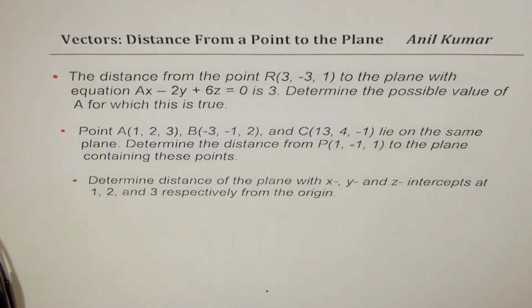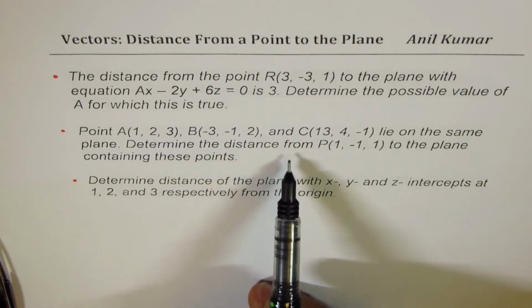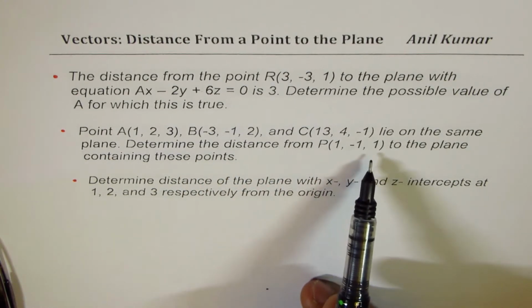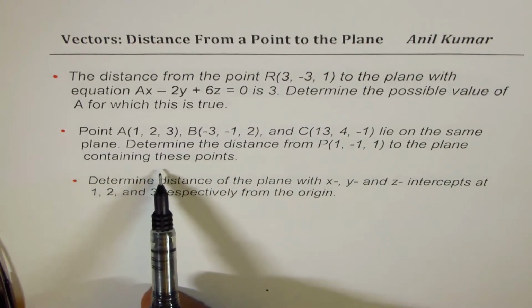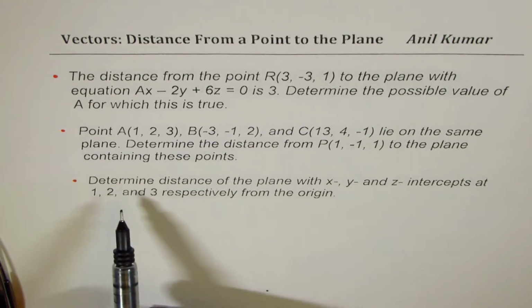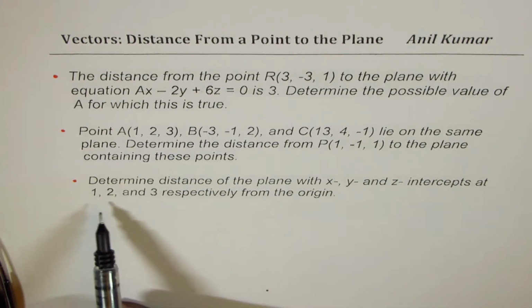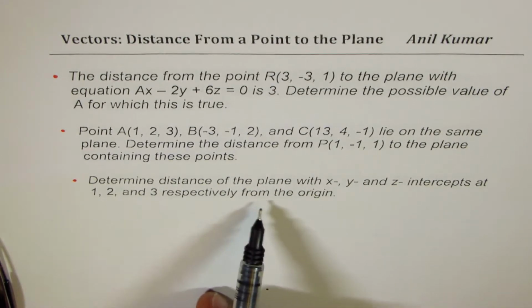Determine the possible value of a for which this is true. Question number 2. Points A (1, 2, 3), B (-3, -1, 2) and C (13, 4, -1) lie on the same plane. Determine the distance from the point (1, -1, 1) to the plane containing these points. Question number 3 is: determine the distance of the plane with x, y, z intercepts at 1, 2 and 3 respectively from the origin.